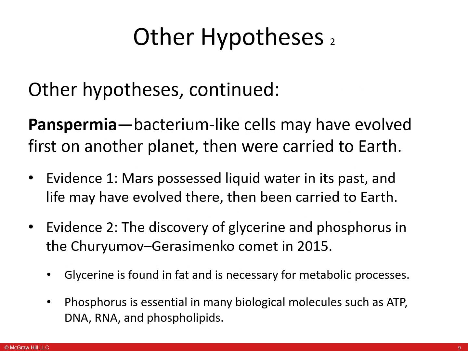Panspermia: bacterium-like cells may have evolved first on another planet, then were carried to Earth. Evidence one is that Mars at some point possessed liquid water. Life might have evolved there and been carried to Earth. Another piece of evidence is the discovery of glycerin and phosphorus in the Churyumov-Gerasimenko comet in 2015. Glycerin is found in fat and is necessary for metabolic processes. And phosphorus is essential in many biological molecules such as ATP, DNA, RNA, and phospholipids.